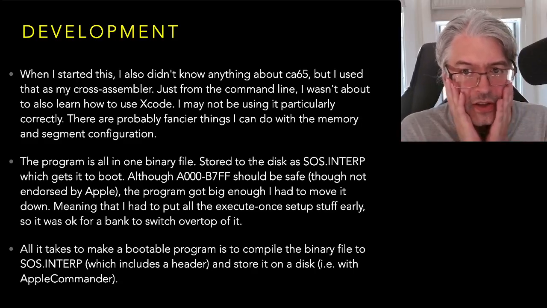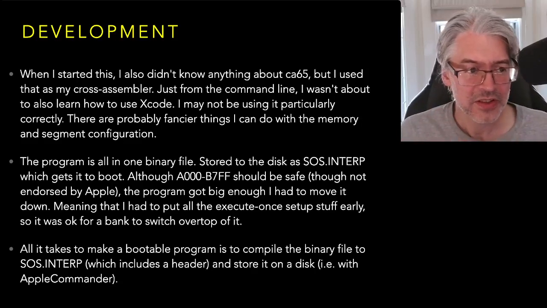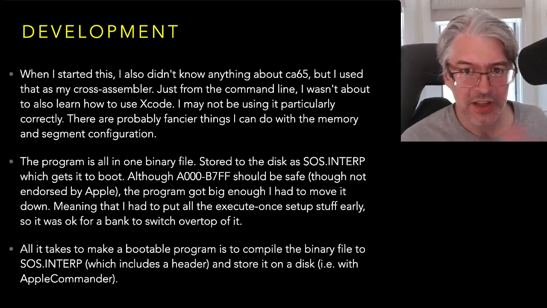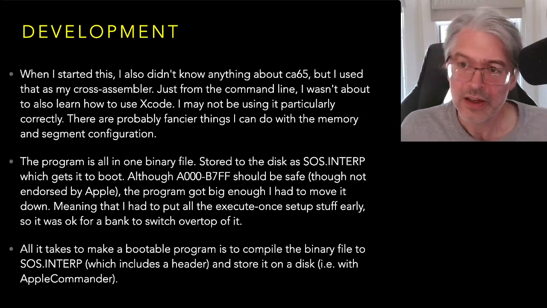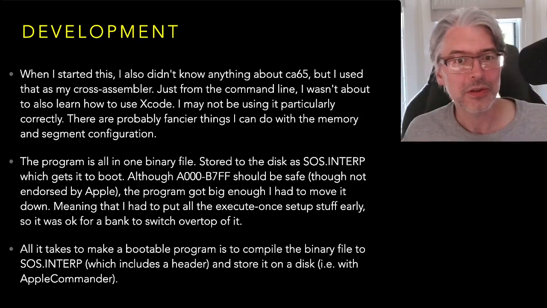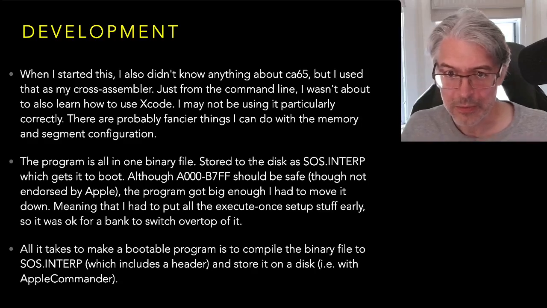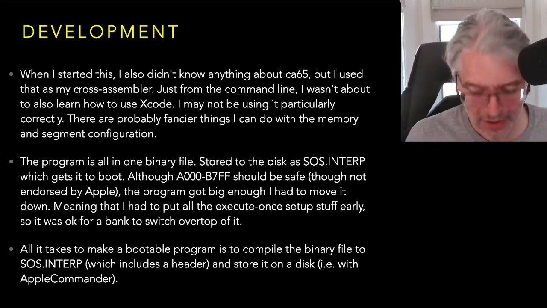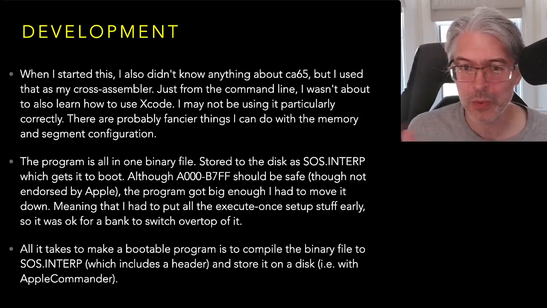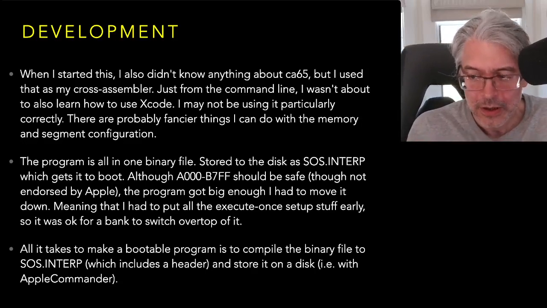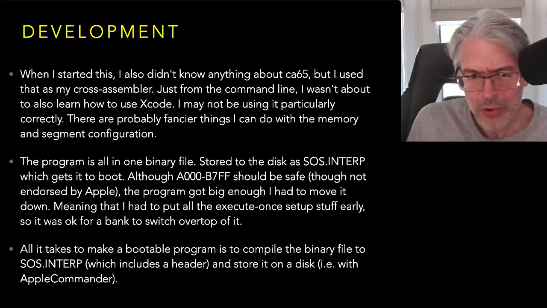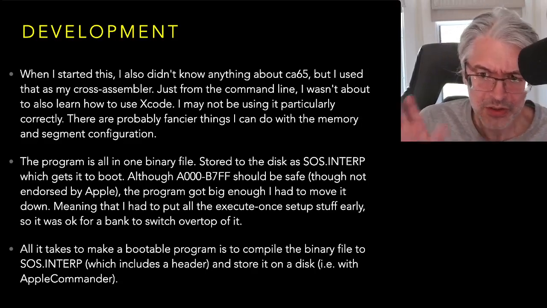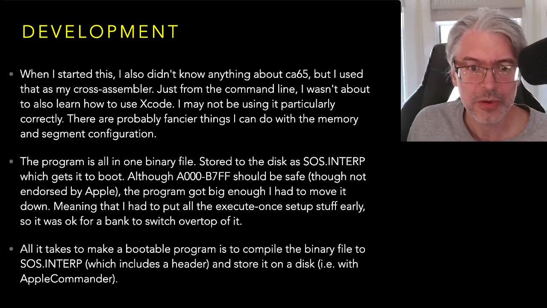Okay, so when I started this, I didn't really know anything about CA65, but I used that as the cross-assembler. And I used it just from the command line because I was not about to learn how to use Xcode. I may not be using it particularly correctly, and there's probably fancier stuff I can do with the memory and segment configuration.